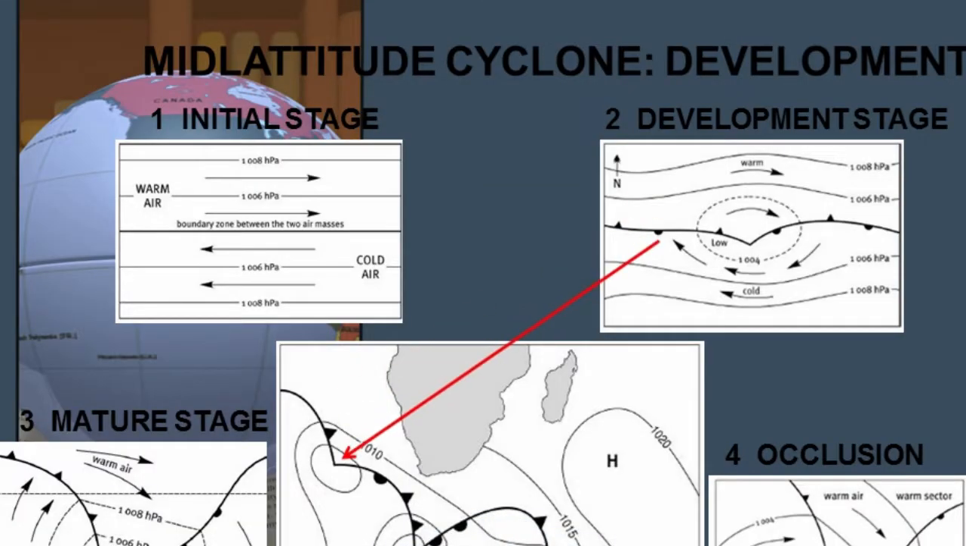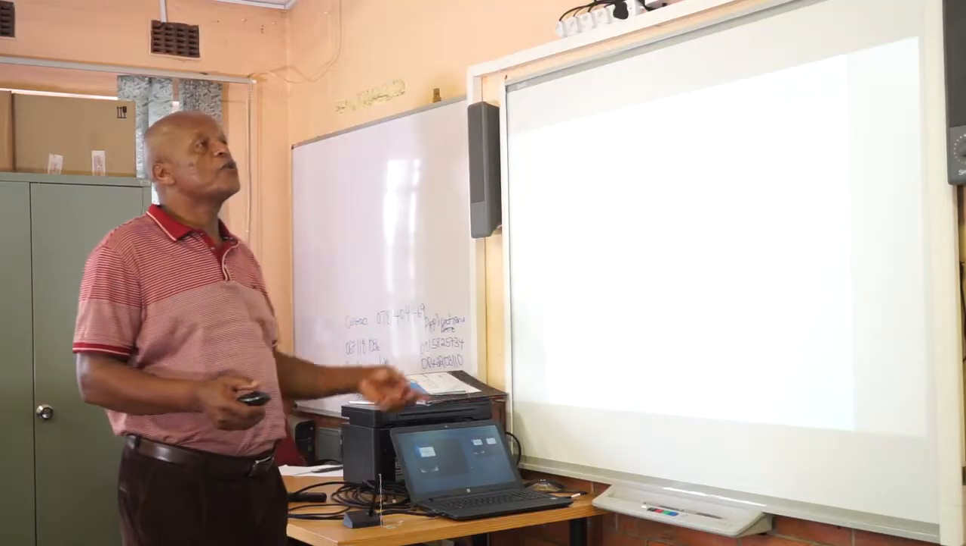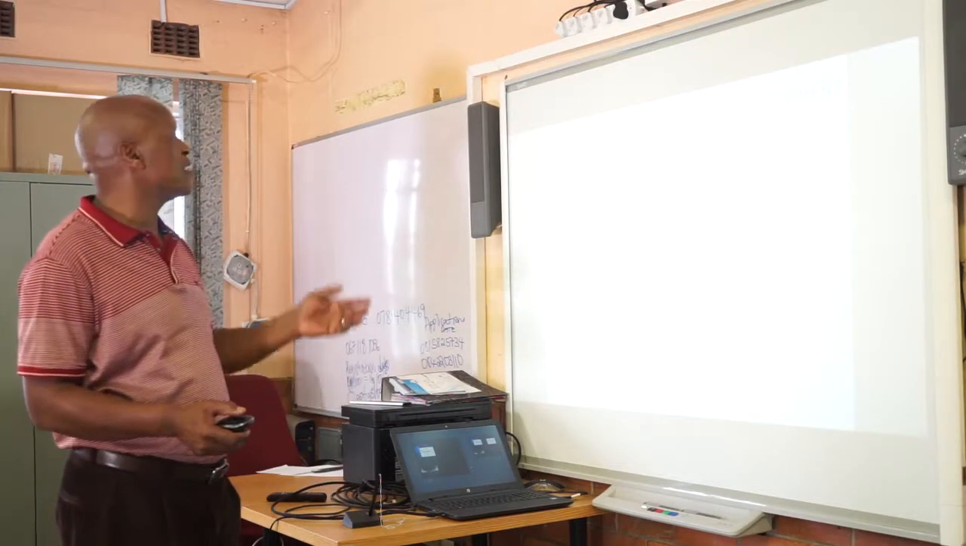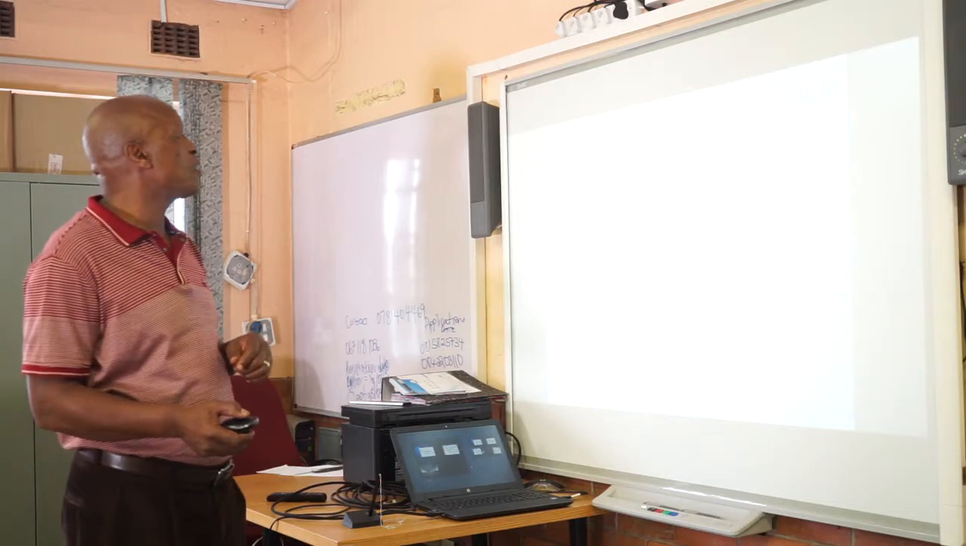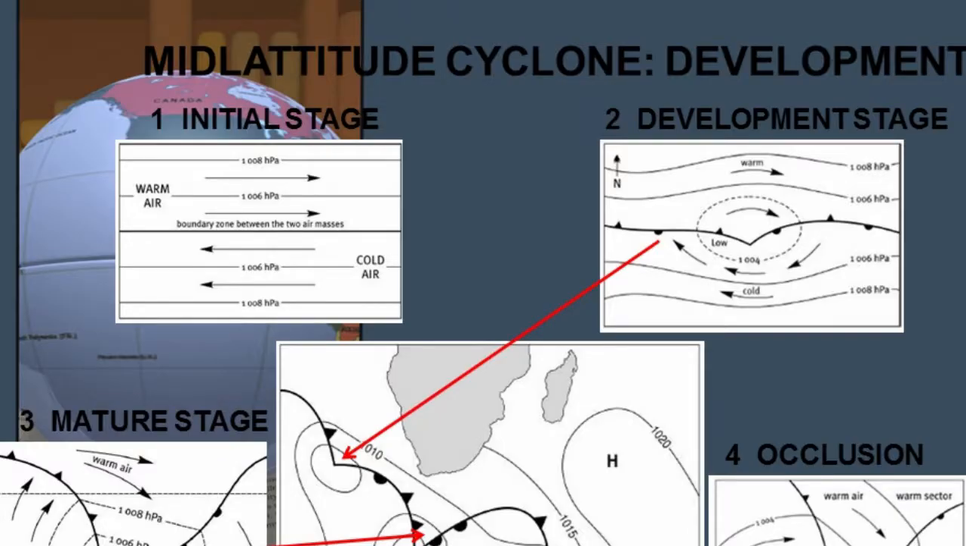Now, they must be able to identify all the stages. For example, the initial stage, as you can see, they must be able to mention the characteristics of the stage. As we can see there, you've got two air masses moving in opposite directions, separated by the zone called the what? The front. Now, you see the formative stage, where the warm air is wedging, lifting the warm air. The isobars are beginning to form around the center.